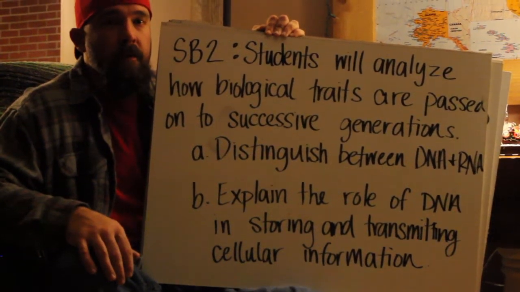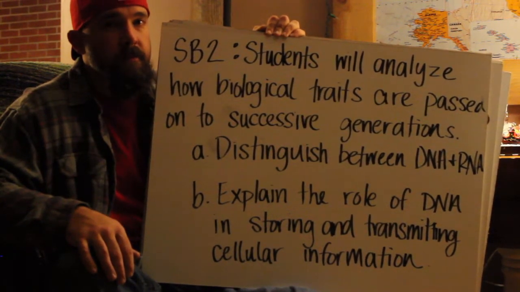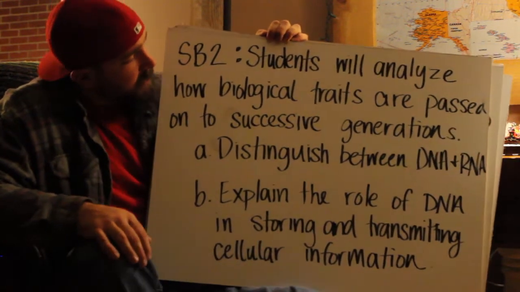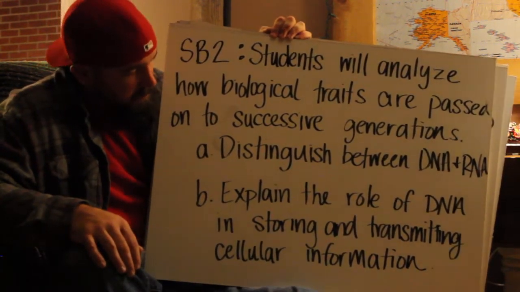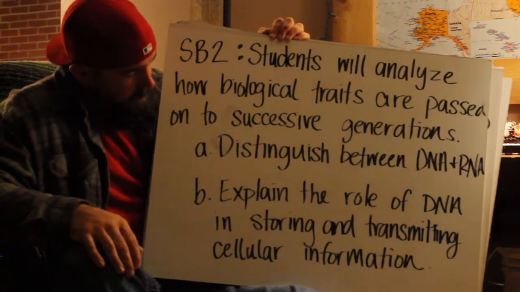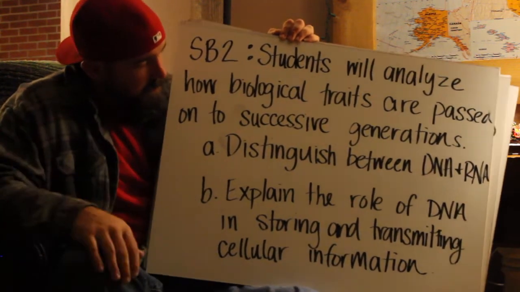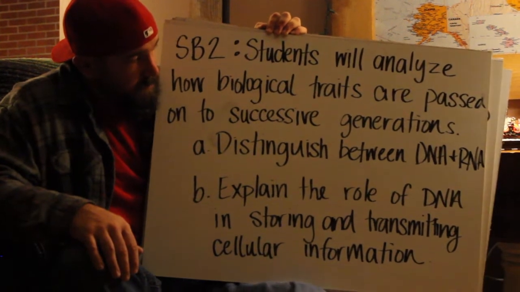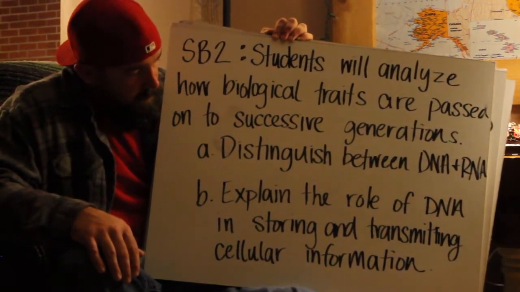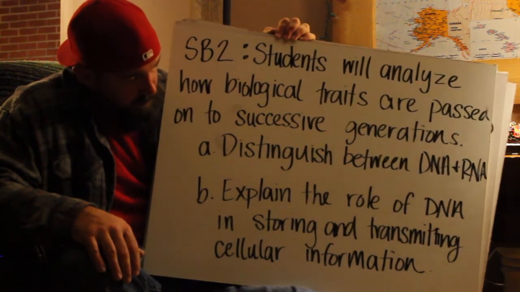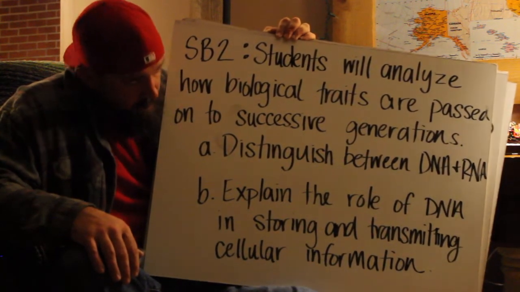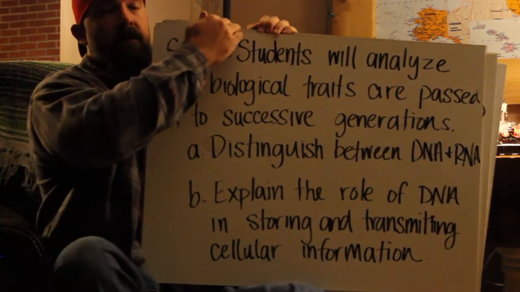Moving right along. Standard 2 for biology says you will analyze how biological traits are passed on to successive generations. Elements A and B distinguish between DNA and RNA, and you will be able to explain the role of DNA in storing and transmitting cellular information.